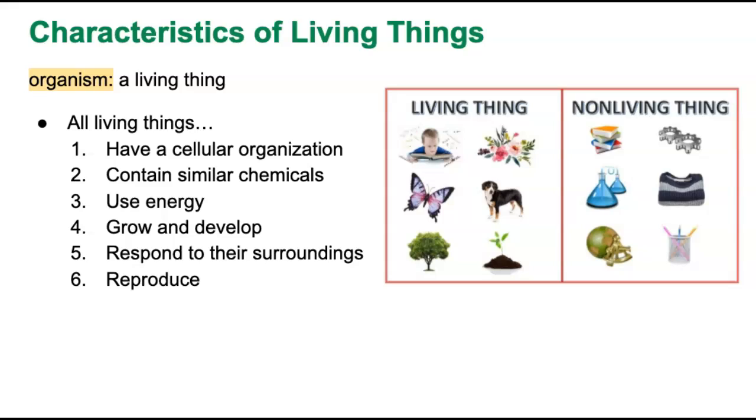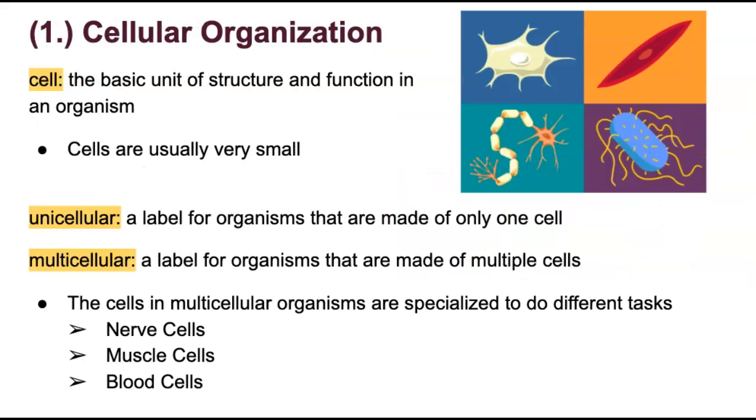They're all made up of cells. They have cellular organization. They contain similar chemicals, so you'll find water, for instance, inside every living thing. Same with proteins, same with some carbohydrates, and so on and so on. They all use energy, and they use that energy specifically, among other reasons, to help them grow and to develop. They all respond to their surroundings in some way, shape, or form, and lastly, all living things are able to reproduce.